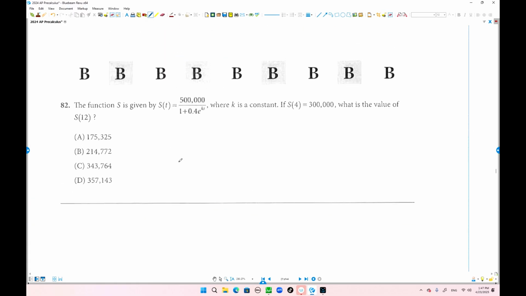Number 82, this is very similar to the logistic, but this is plus. The plus is positive, and it's going down. This must be when t equals 0: 500,000 over 1 plus 0.4. That is this value. From here, it's going to be going down. When t is infinite, this is infinite, so it's going to be close to 0.